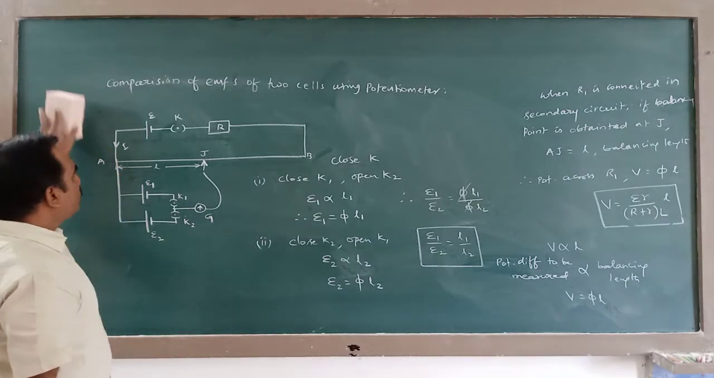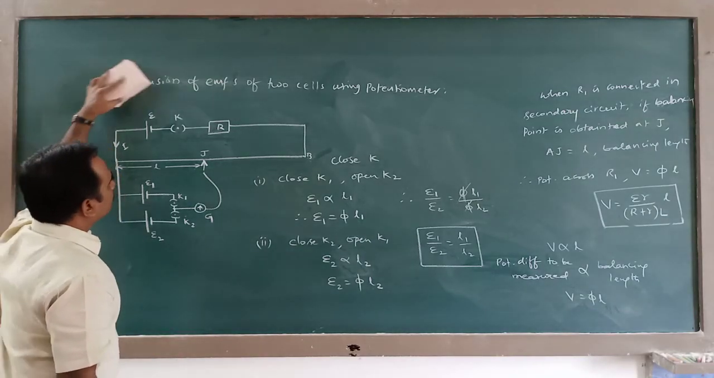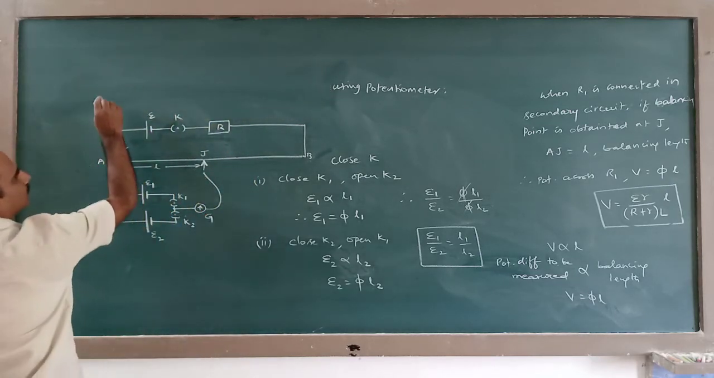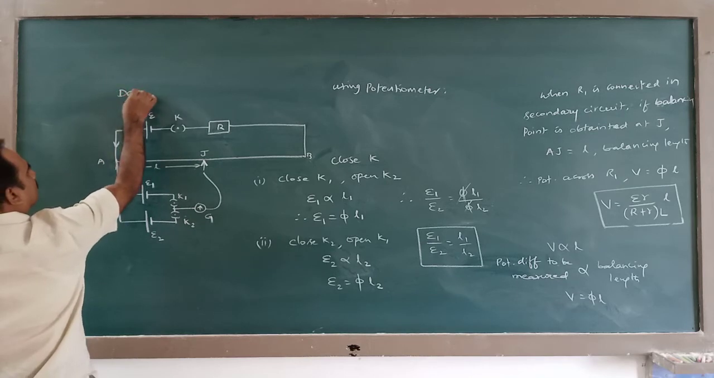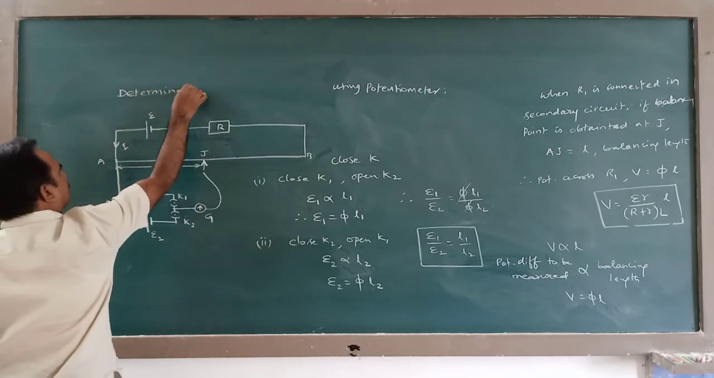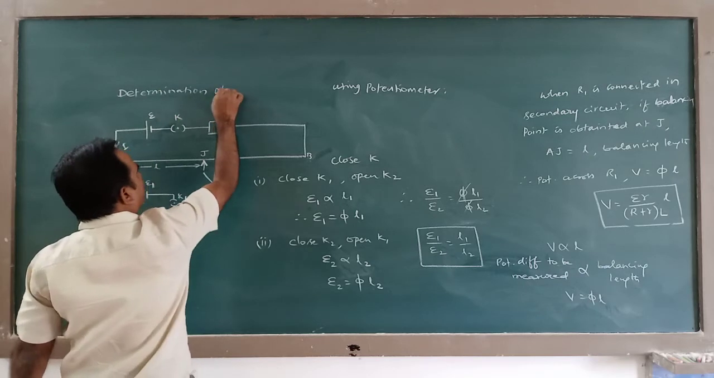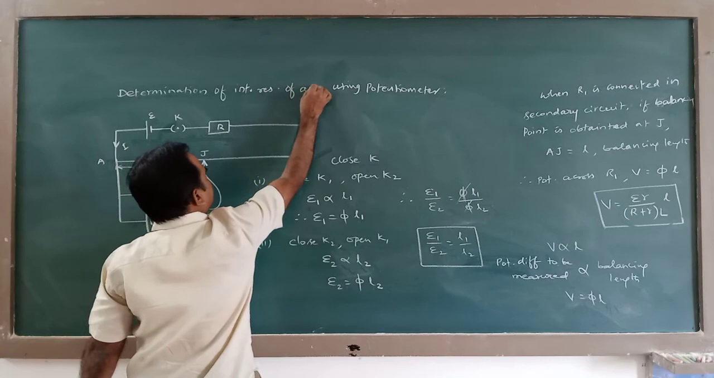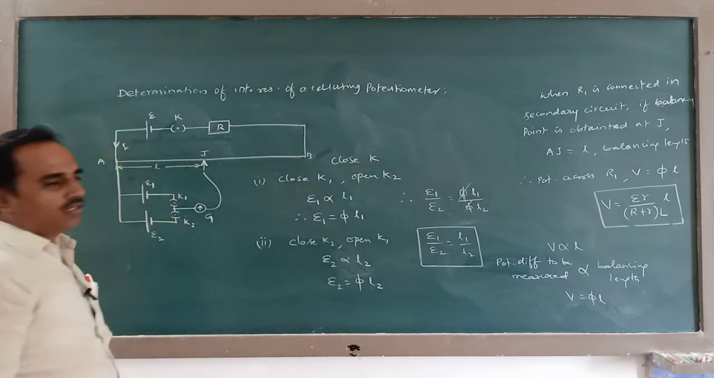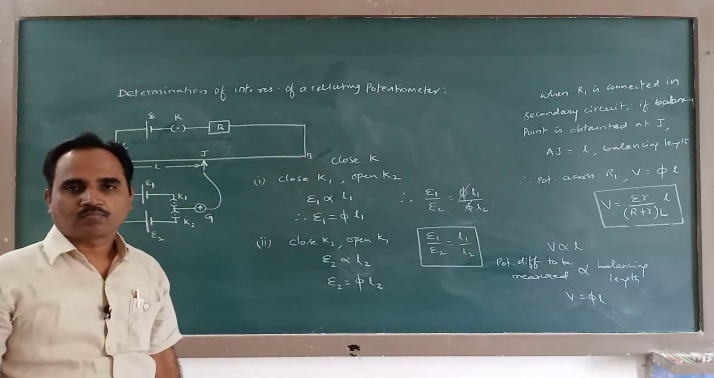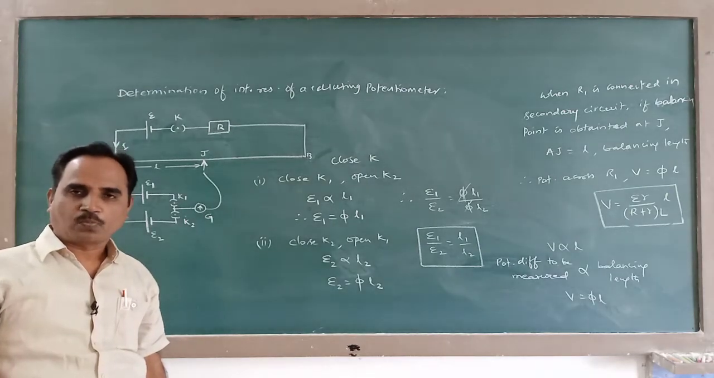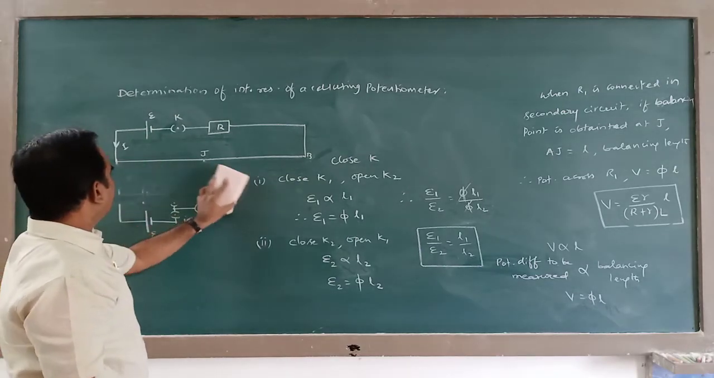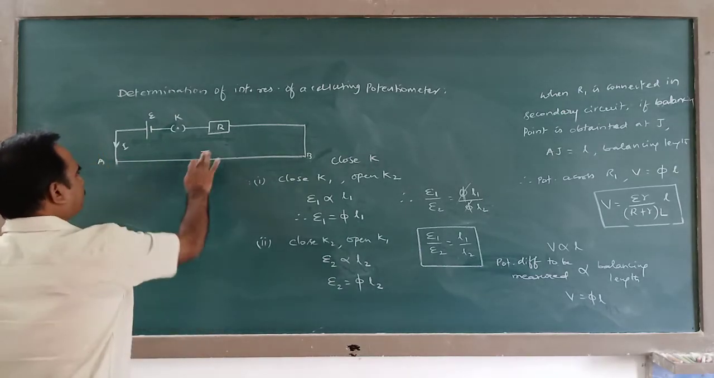One more experiment which you do using this potentiometer is to determine the internal resistance of a cell. Determination of internal resistance of a cell using a potentiometer. So this is the second experiment with the potentiometer. Here the primary circuit will remain the same.